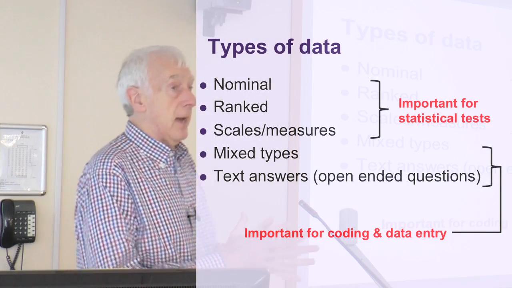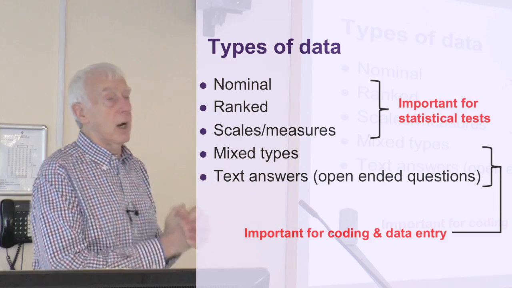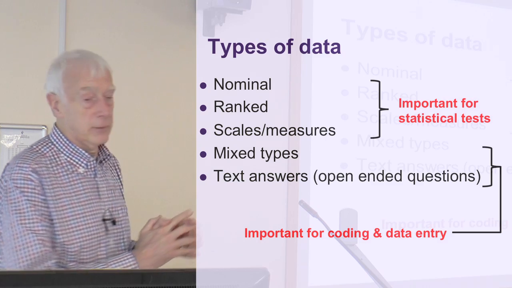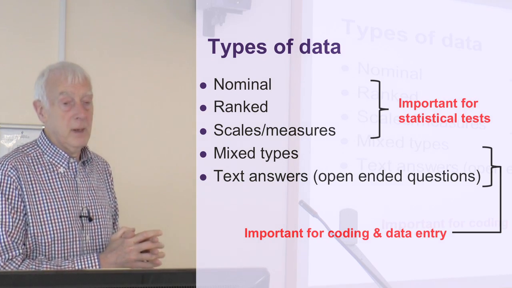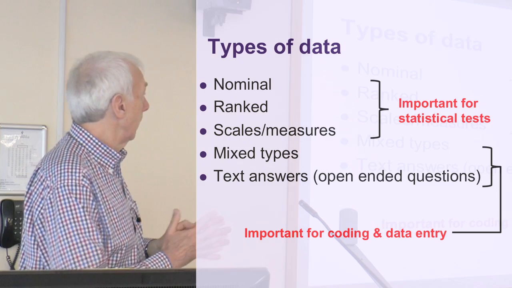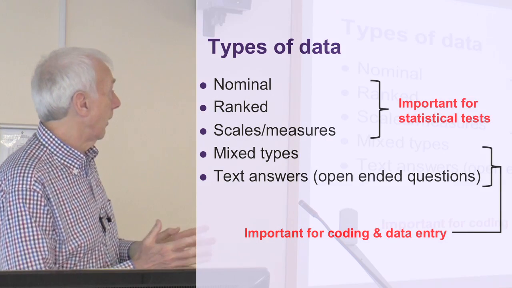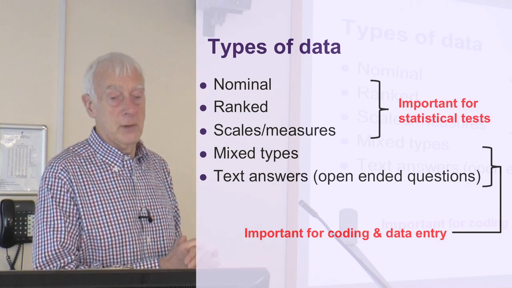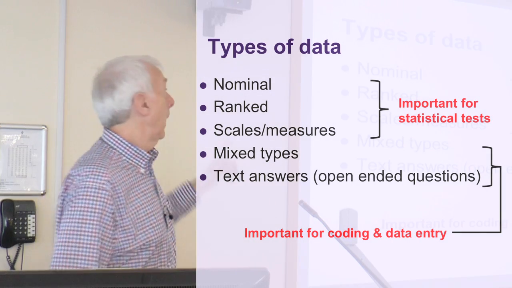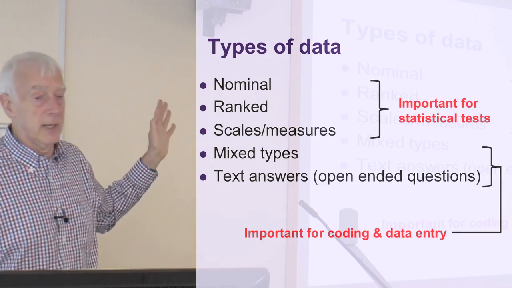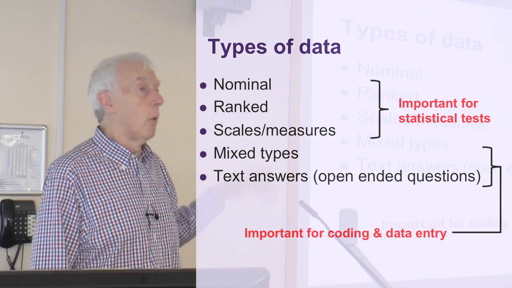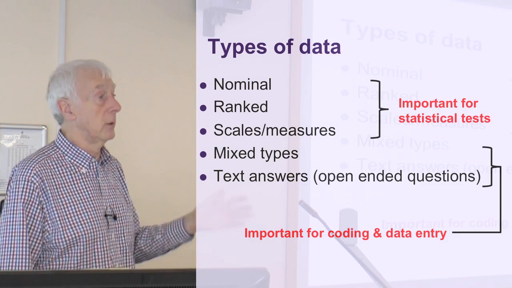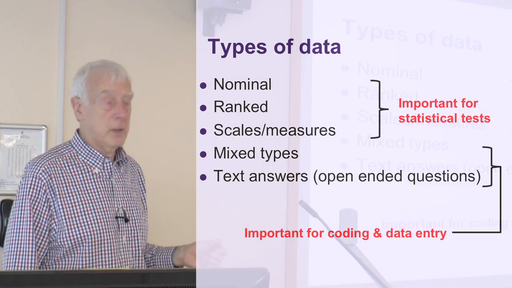So I'm going to have to go back to the points I made a couple of weeks ago about different kinds of data, different kinds of variables. I'm not going to spend a lot of time on this now because I did cover it last week and I will come back to it next week as well. But we have nominal, ranked, scales and measures, we have mixed types, and we have text answers. There's different kinds of ways of collecting data, different kinds of variables we might have. I'll come back to the nominal, ranked and scales several times over these lectures because actually they're important for deciding what kinds of statistical tests you should be using on those things, what kinds of stats you can produce and how you can test the relationships. So it is important to recognise that.